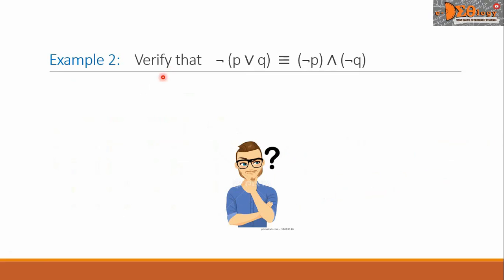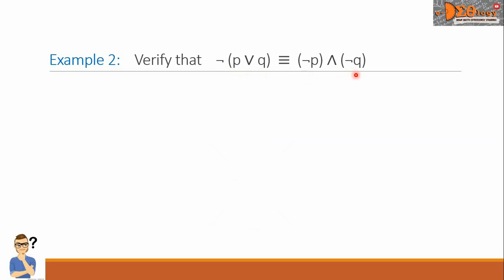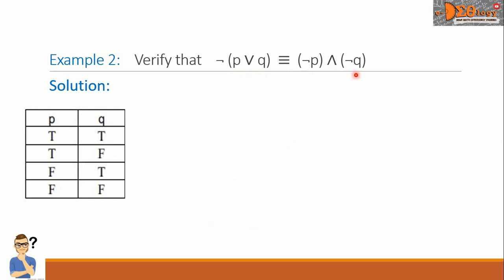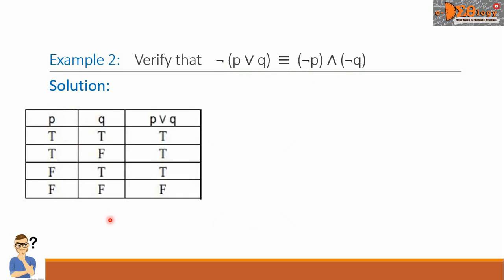Example 2. Verify that the negation of the compound proposition P or Q is logically equivalent to not P and not Q. Let's begin with writing our table for P and Q with the corresponding truth values. Then, let us evaluate P or Q. And here are the corresponding truth values. T or T is T, T or F is T, F or T is T, F or F is F.